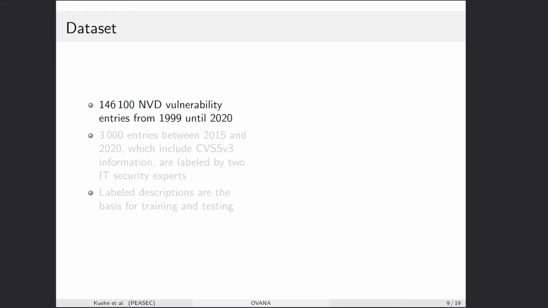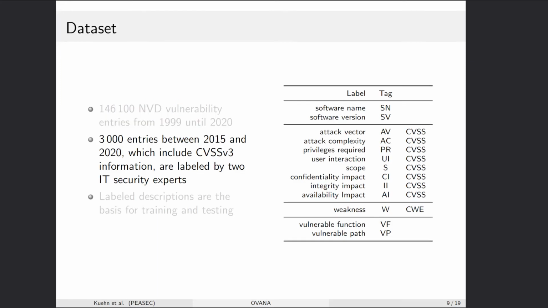First, our dataset is composed of 146,000 vulnerability entries from 1999 until 2020. 3,000 of these entries between 2015 and 2020, which include CVSS version 3 information, are labeled by 2 IT security experts. The labels include the software name and software version. Despite not using them in our research, we capture them for future work.